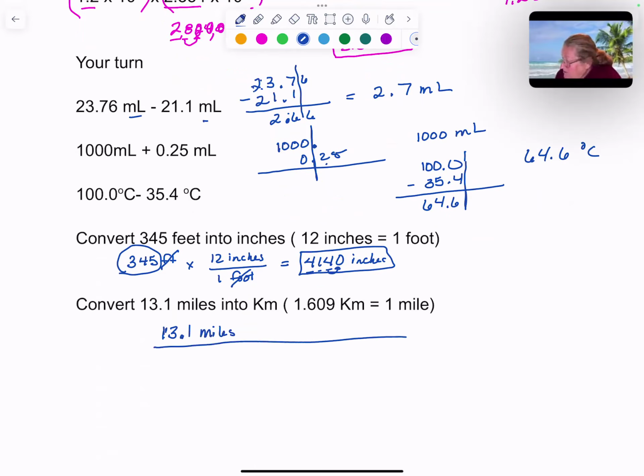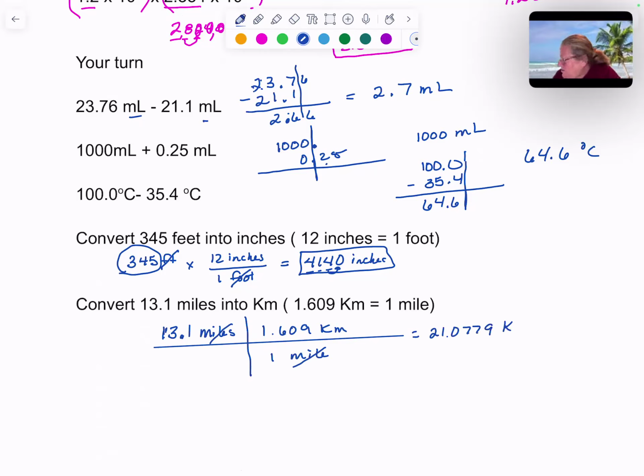I'm going to use the train track method here. There's 1.609 kilometers for every 1 mile. The miles are going to cross cancel. 13.1 times 1.609. That's going to give me mathematically correct 21.0779 kilometers. Well, that's kind of crazy. It's mathematically correct, but not significant.